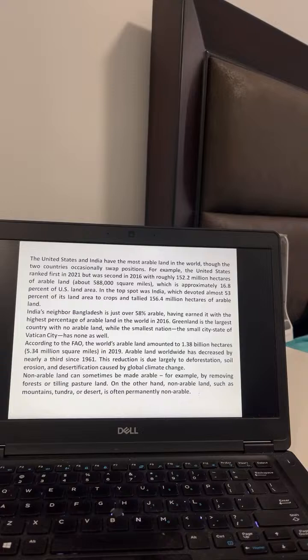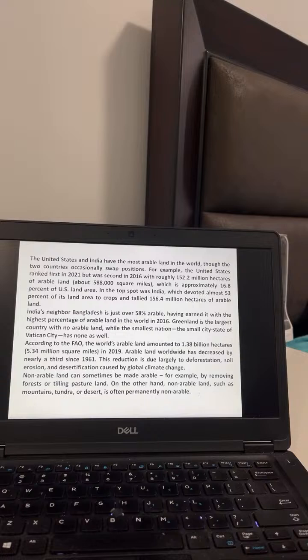For example, the United States ranked first in 2021 but was second in 2016 with roughly 152.2 million hectares of arable land, about 588,000 square miles, which is approximately 16.8% of its land area, to crops, and tallied 156.4 million hectares of arable land.